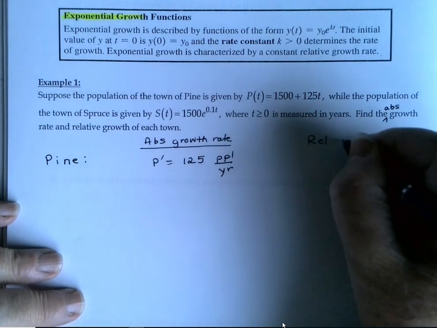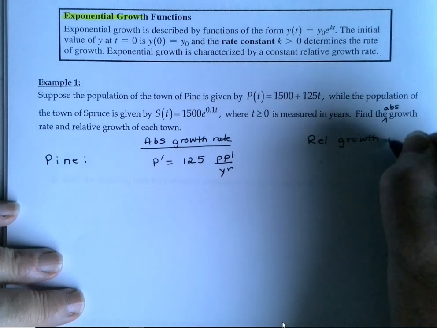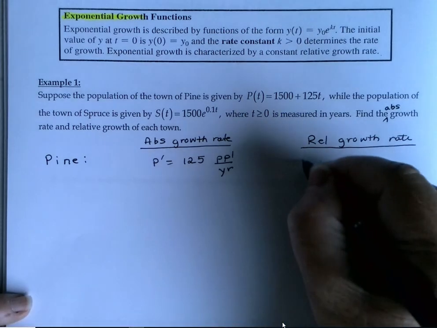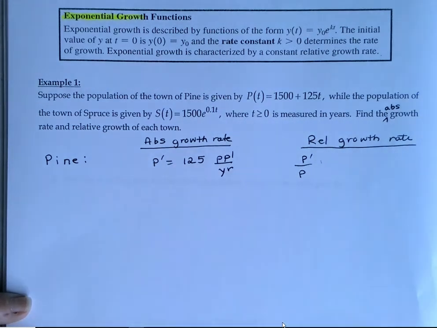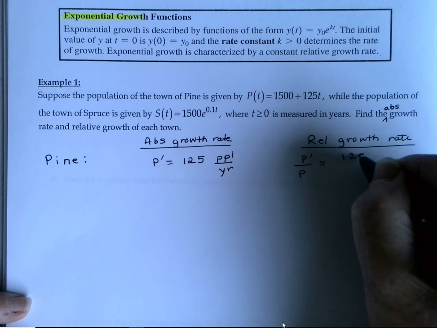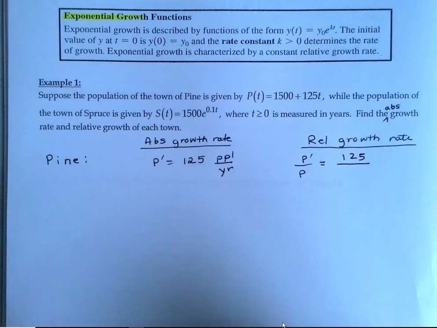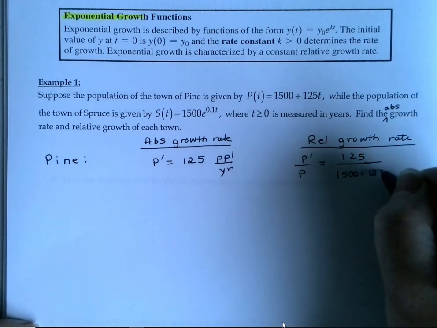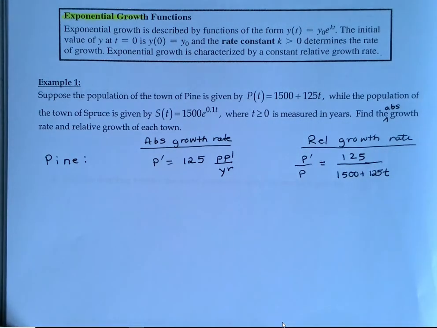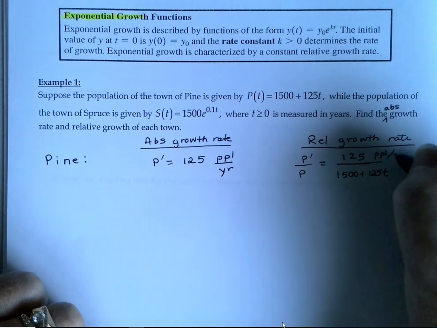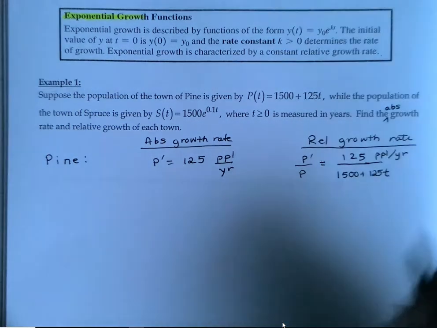All right, what about the relative growth rate? This is going to be p prime divided by p. So we already know p prime, that was 125, divided by the original function for p itself, 1500 plus 125t. Of course, that's not constant. That's going to depend upon time. And just notice the units on this. The p prime was in people per year. The population itself is going to be people.